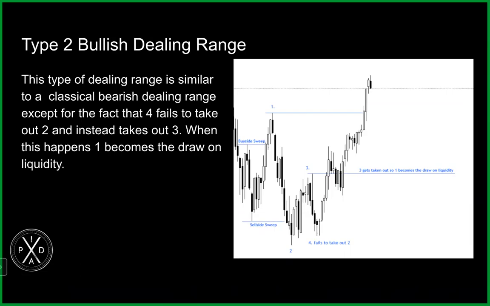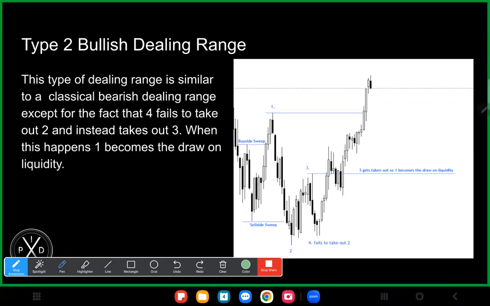And when this happens, 1 becomes the draw on liquidity. So let me just draw this in for you guys pictorially. So let's say that we have a buy side liquidity pool there, and then a sell side liquidity pool right there. All right, and then let's just make it a different color. So let's say that price takes out buy side liquidity right here, which gives us 1, and then it takes out sell side liquidity right here, which gives us 2. Now, typically, what we expect is for price to go up and then come back down and take out 2, but that's not always the case.